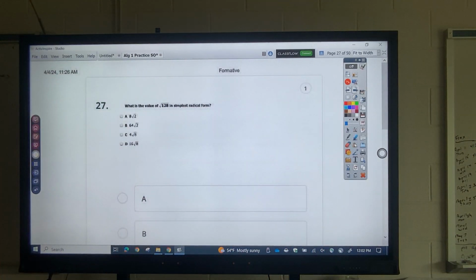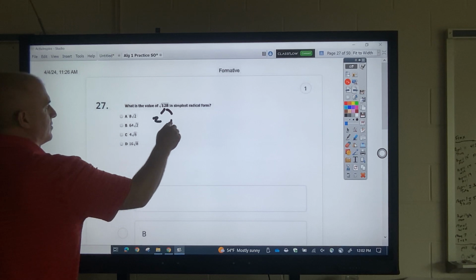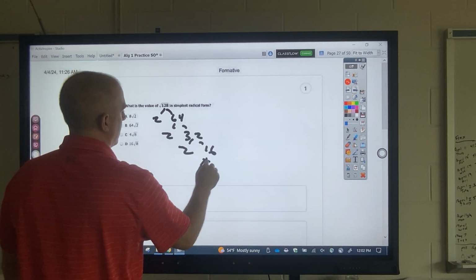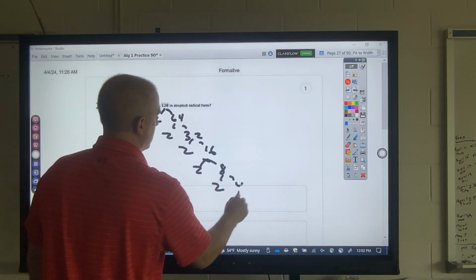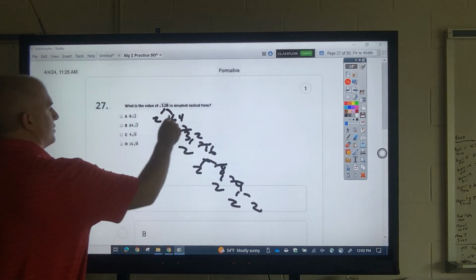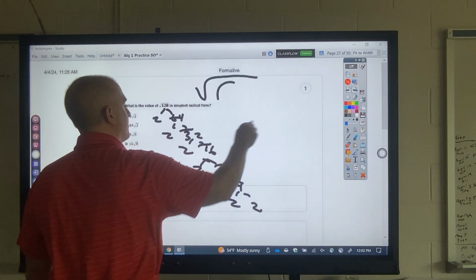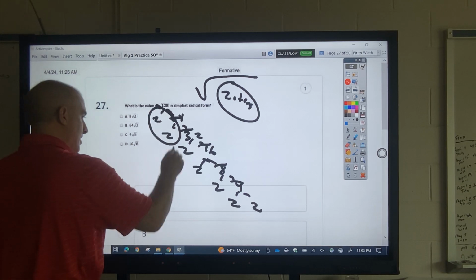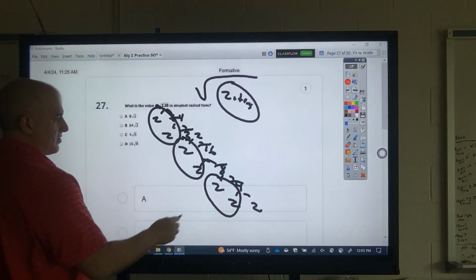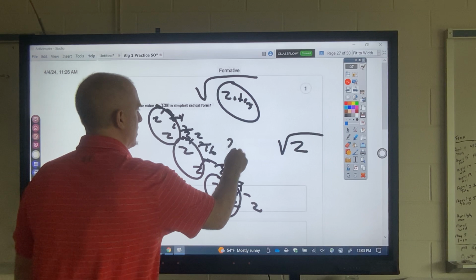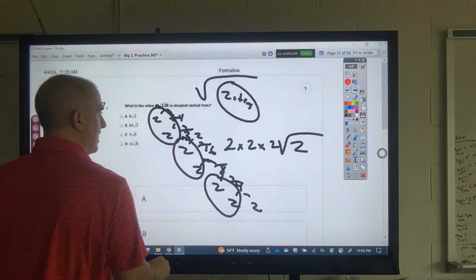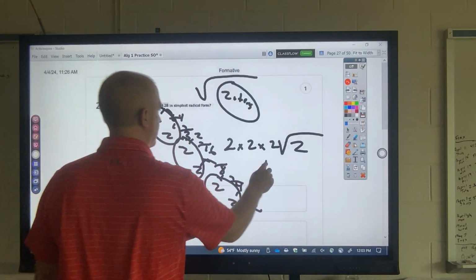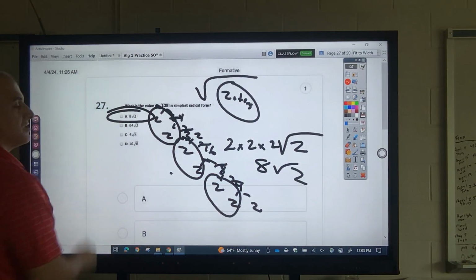Okay? Same thing here. Now, this is a square root. 2 and 64, 2 and 32, 2 and 16, 2 and 8, 2 and 4, 2 and 2. Cross off your double branches. Now, if it's a square root, I'm circling 2 items. Okay? Here, here, here. What did I not circle? What did I not cross off? A singular 2. 2 times 2 times 2. Use Desmos for the longer multiplication. 8. 8 square root of 2, which is letter A.